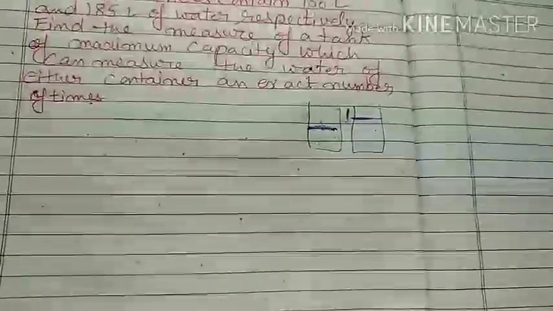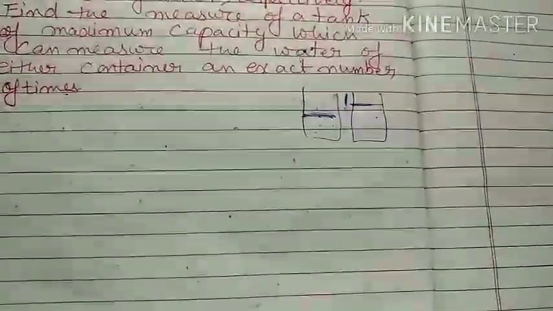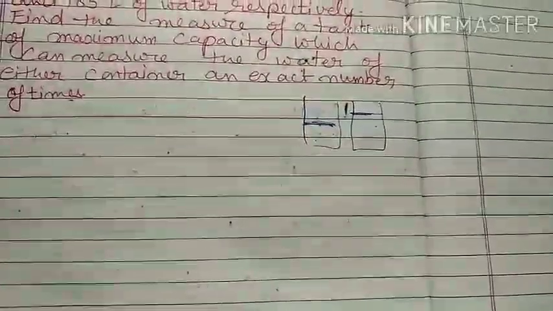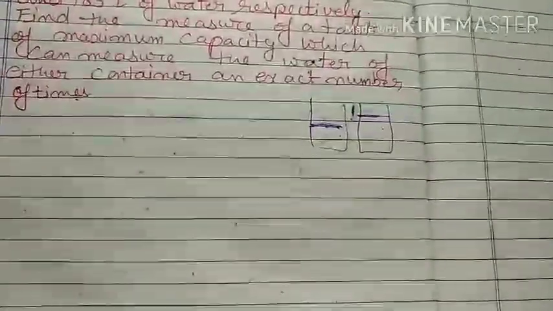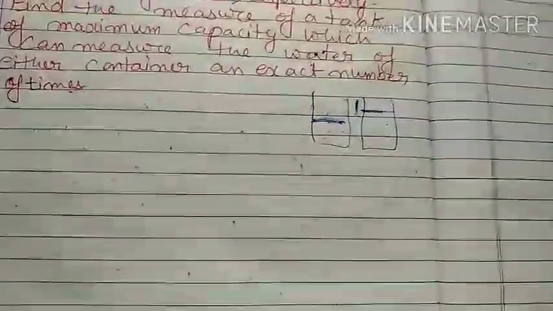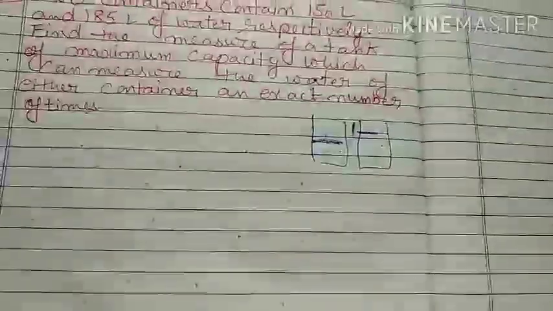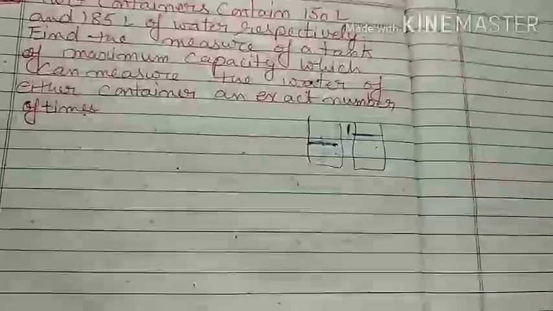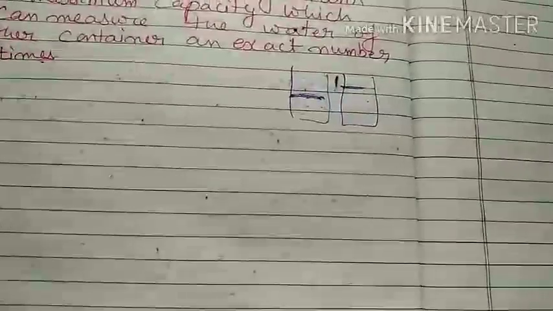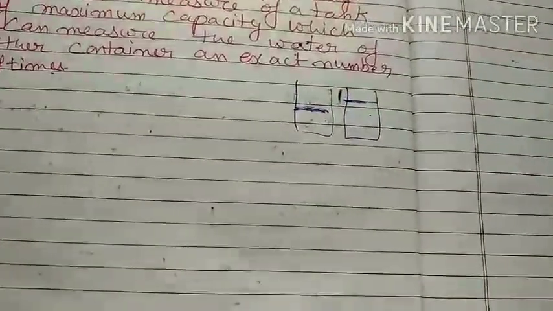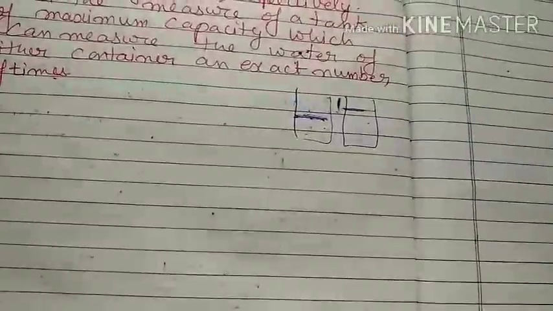So in this case we have to find the maximum capacity of the tank to make the containers equal. So the measure of a tank of maximum capacity which can measure the water of either container an exact number of times. Exact number of times, you have to find the capacity of the particular container which you can manage to fill the water in the tank. With the same quantity of water you can fill the tank. So here, basically you have to find the maximum capacity of the tank required, because you have 150 liter and 185 liter of water.